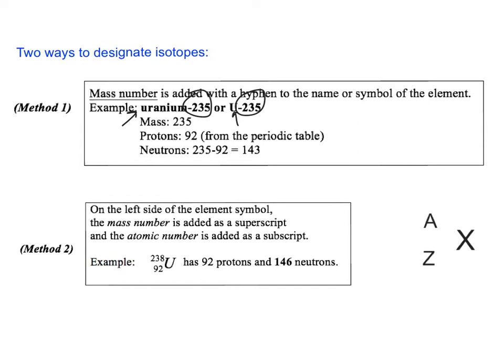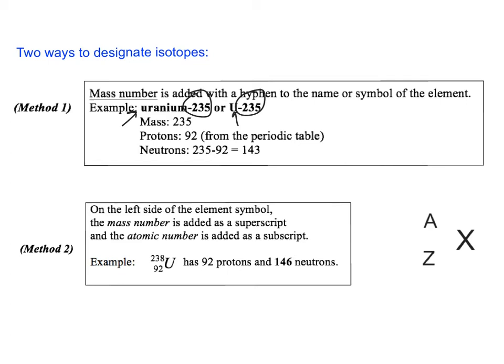Typically speaking, this method 1 is how it would be used if you're talking about the element in a sentence. So you would say U-235 is what we have in this fuel cell, right? You're using that in a sentence.